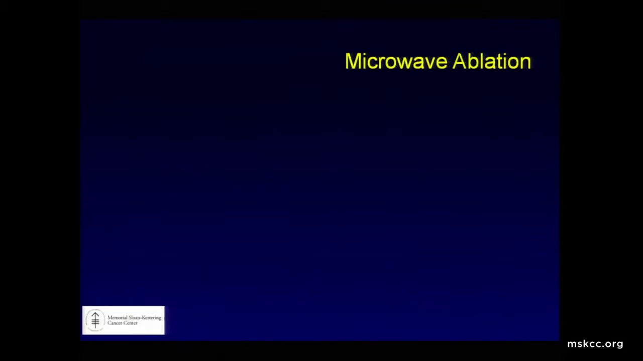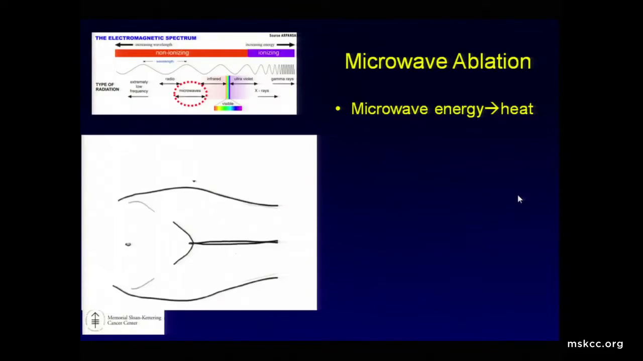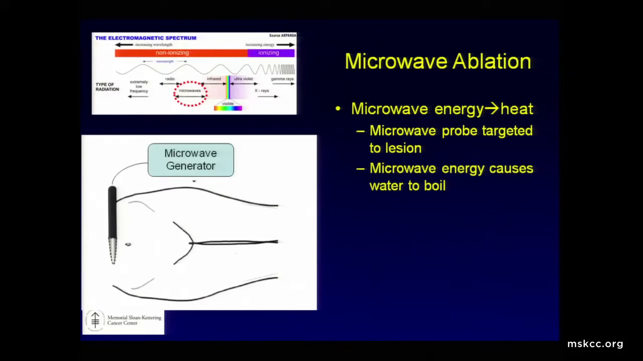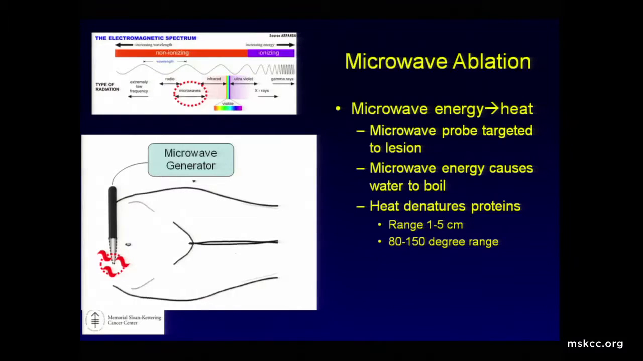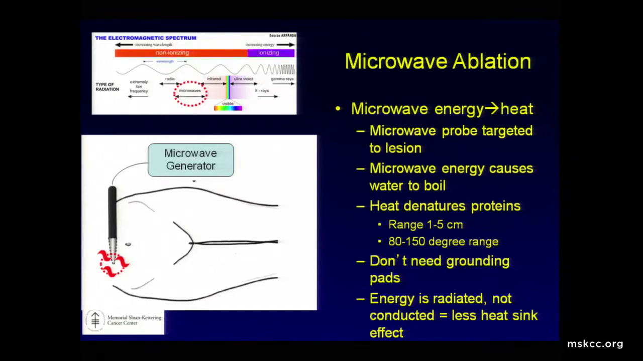Microwave ablation is a very similar version of the same thing, except here we're turning microwave energy into heat. And unlike radiofrequency ablation, which requires a complete circuit, the microwave antenna actually emits radiation and causes water within the tissues to boil. This heat denatures the proteins, and because it's radiated, it leads to a much bigger heat change and an even larger area of ablation. The patients don't need grounding pads because it's not based on a circuit.